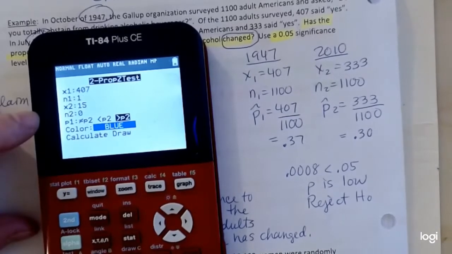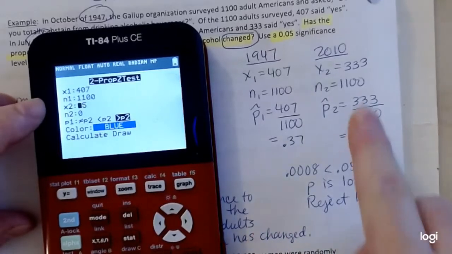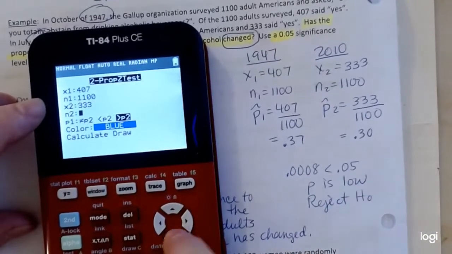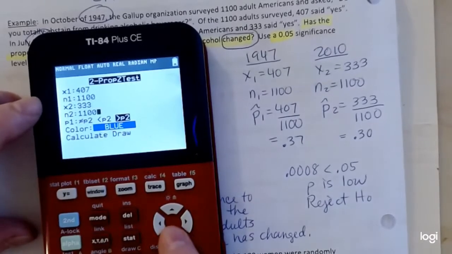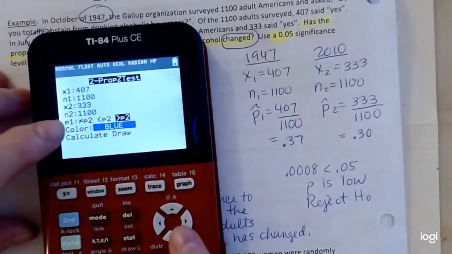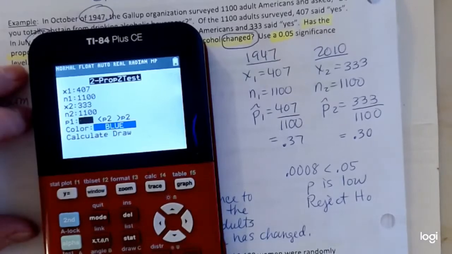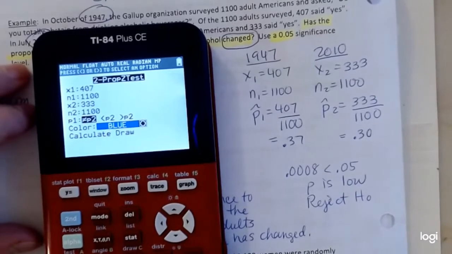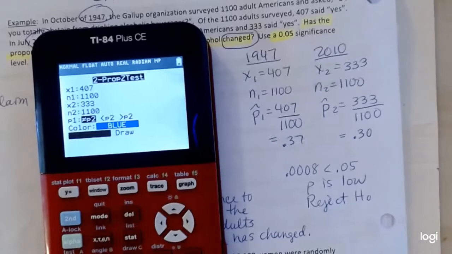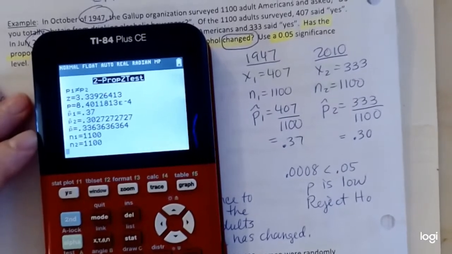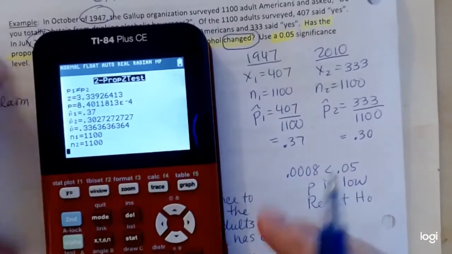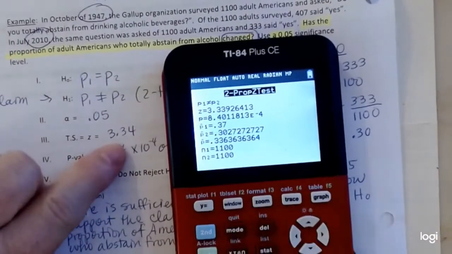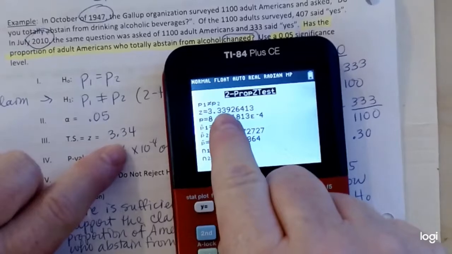1,100 for n1, x2 is 333 out of 1,100 also, and they don't have to be the same size. These happen to be, but they don't have to be. This is a not equal to that we're testing, so we choose that one, and we go down and calculate, and it gives us the z-score, which is where we get this 3.34 from here when we round off to 2 places.